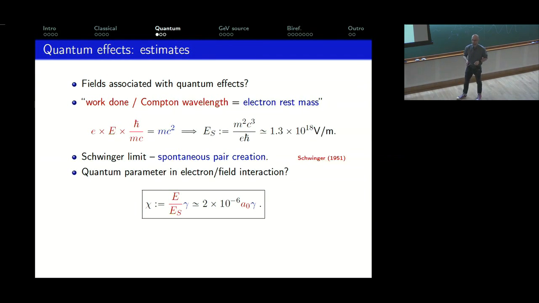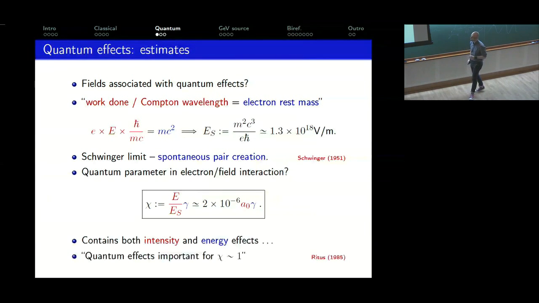This guy is called the quantum efficiency parameter. It tells you when quantum effects are important. It's just your laser field strength divided by the Schwinger field times your electron gamma factor. And of course, there are nice ways of writing this which make it look manifestly covariant and so on. But that's not important today. In terms of the intensity parameter a0, this is, again, for an optical laser, 2 times 10 to the minus 6 times a0 times gamma. So you can see that you can make quantum effects important, make chi larger, either by increasing the intensity, or by increasing gamma, or both.